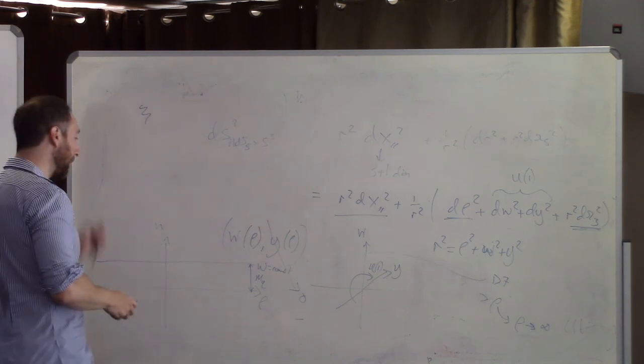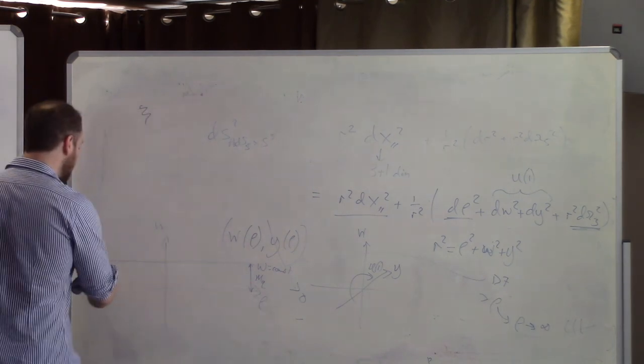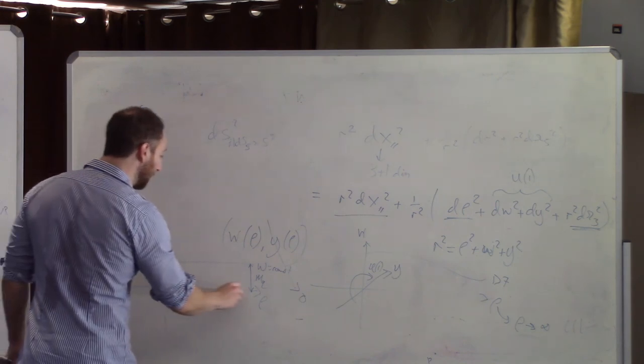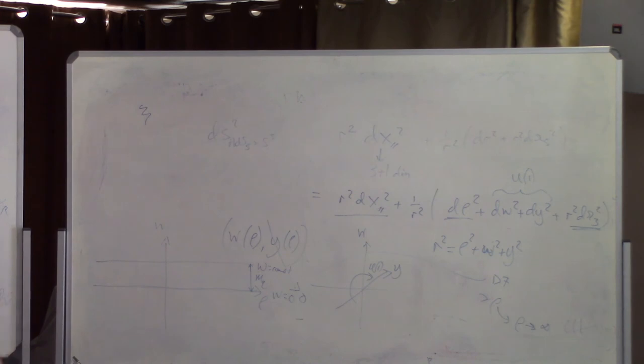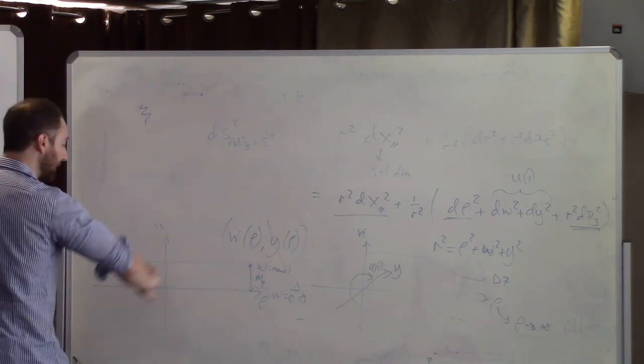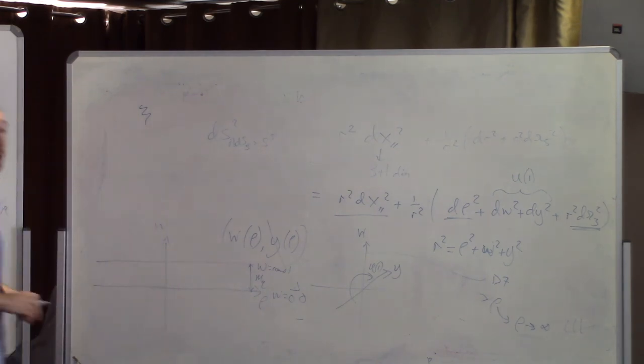And indeed, we see that there is also a solution which is simply W equals zero, and this W equals zero solution is a solution where we still have an intact chiral symmetry. Okay, so we put a D7 brane along this axis, and we still have a rotational symmetry in the W and Y directions.